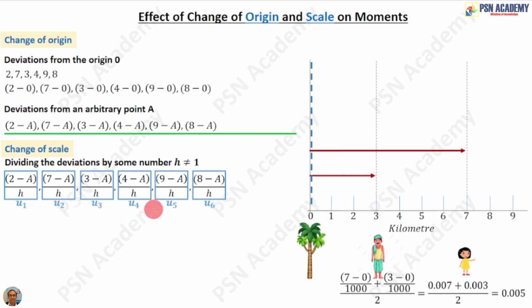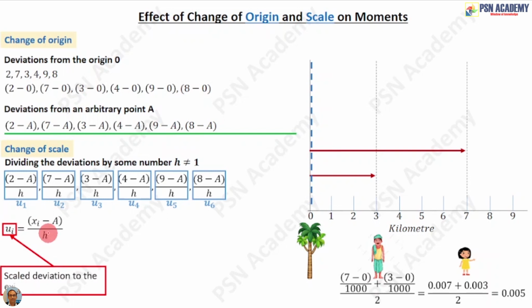Similarly, U2, U3, U4, U5 and U6. So we can write like this, Ui equal to (xi minus a) by h, where Ui is the ith scaled deviation to the original deviation xi minus a, right? So we write xi minus a equal to h times Ui, and we call this equation 1. So if you have a deviation from an arbitrary point A and your scaling factor is h, then you have xi minus a equal to h times Ui.